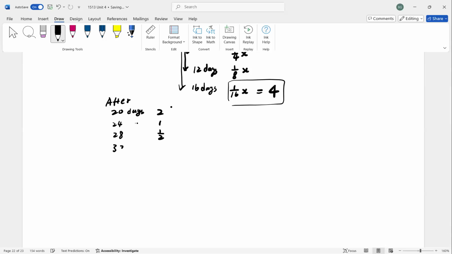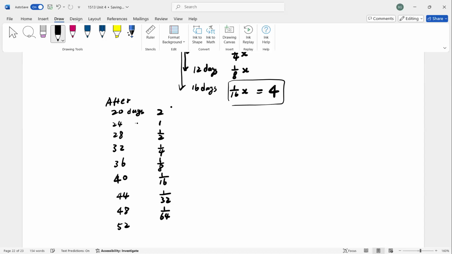After 32 days, every 4 days, cut in half. After 36 days, after 40 days, after 44 days, after 48 days, divide by 2. So the denominator is doubled.